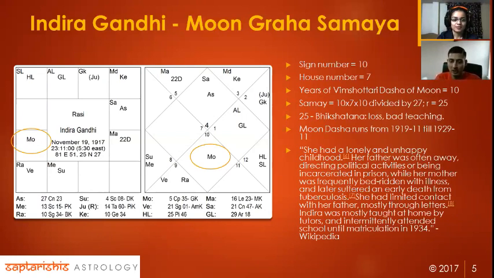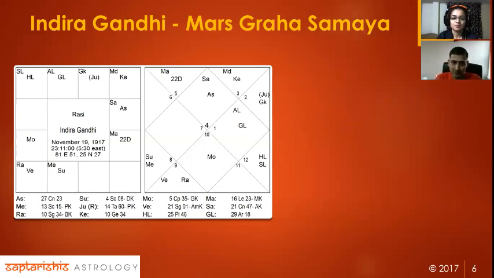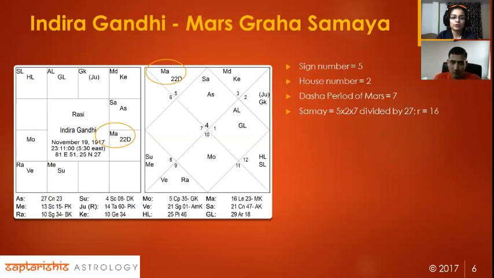Let's go to another example. The next example, the dasha is Mars. And if we notice, Mars is in the second house and it is in Leo sign. Leo is number 5. And then if we calculate the Grah Samaya, that has to be 5 into 2 into 7, and the remainder is 16. The Samaya is Tambula, which means good position, high learning.